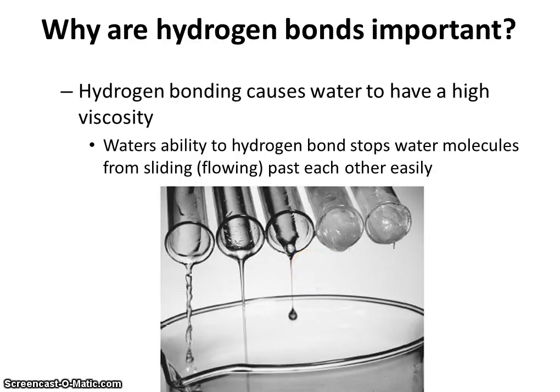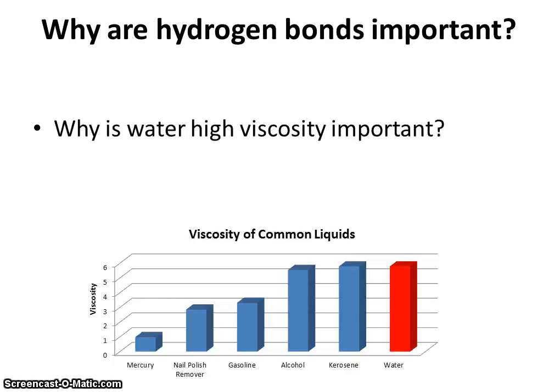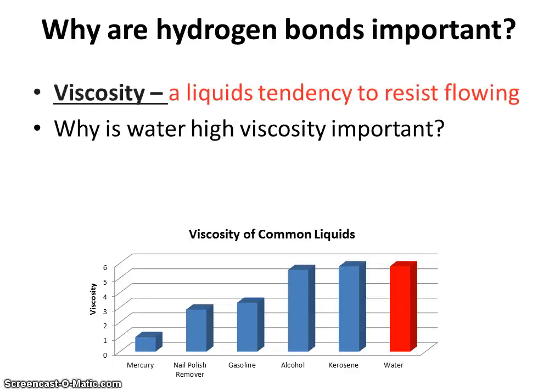The next property that hydrogen bonding actually affects with water is how thick or thin water is. The measurement of how thick or thin water is called viscosity. Viscosity is any liquid's tendency to resist flowing. Thick liquids are said to have a high viscosity, things like molasses and honey and syrup. Thin liquids are said to have a low viscosity, things like mercury and nail polish remover and gasoline.